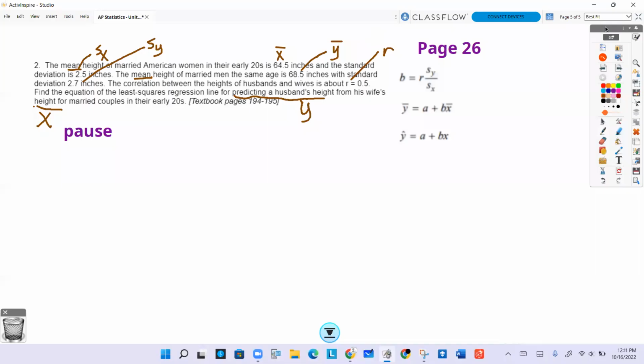In this problem, the important thing is identifying the correct x and y variables. Notice down here it says find the equation of the least squares regression line for predicting a husband's height. So we're trying to predict the husband's height. So husband's going to be y, wife's height is going to be x. Once you've identified that, you can go ahead and label your standard deviations accordingly and your means accordingly, and the correlation is given here. All right, let's solve that out.